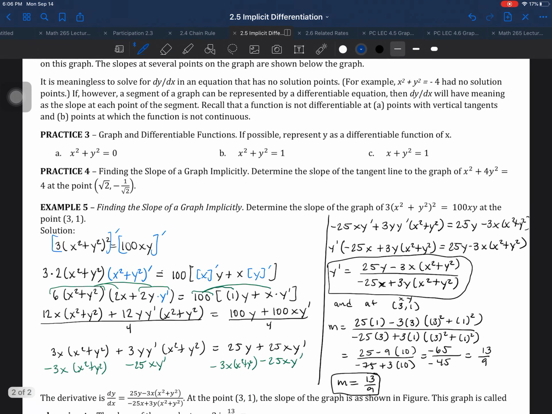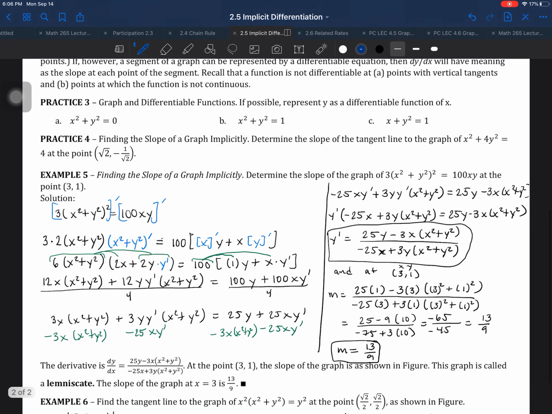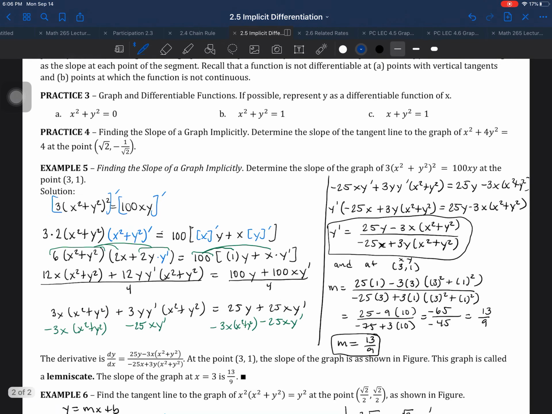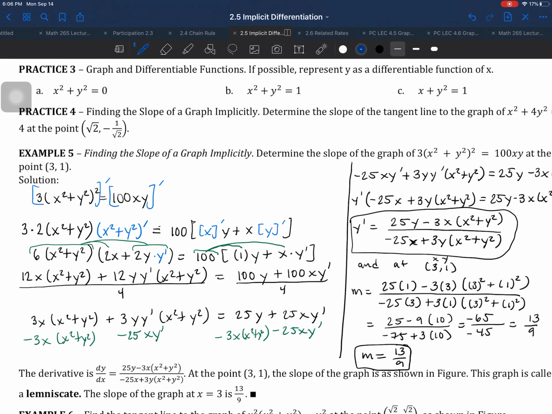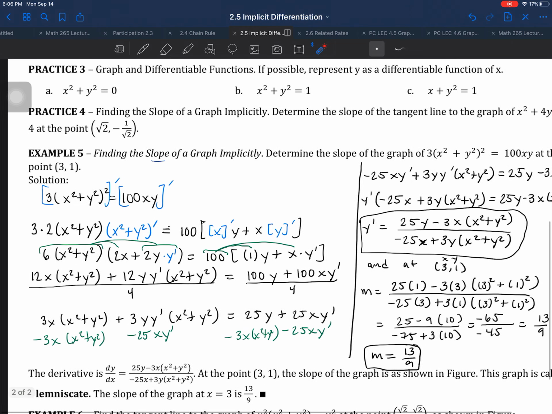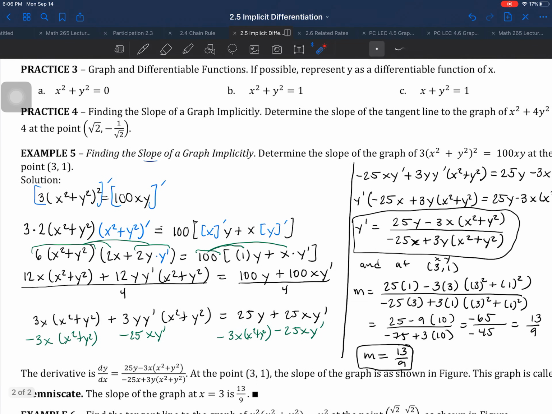You guys can try a few more examples here and there, and I'm going to try example number 5. In example number 5, they're asking us to find the slope of the graph implicitly, meaning we don't have to solve for y. Then determine the slope of the graph of this equation at the given point 3, 1. So we don't actually need to solve for y to find the derivative. We can just do it directly by doing implicit differentiation.